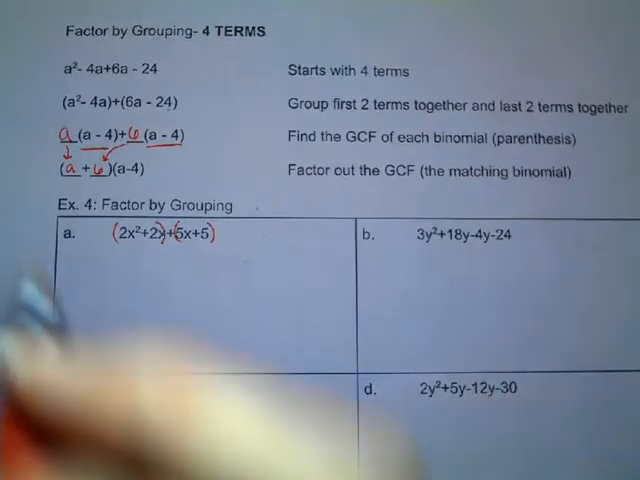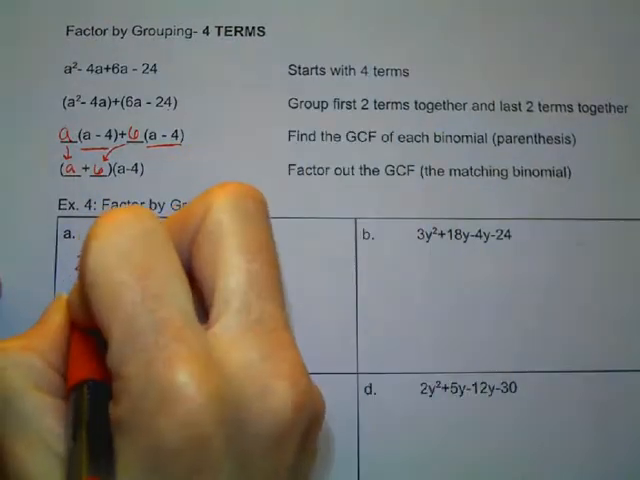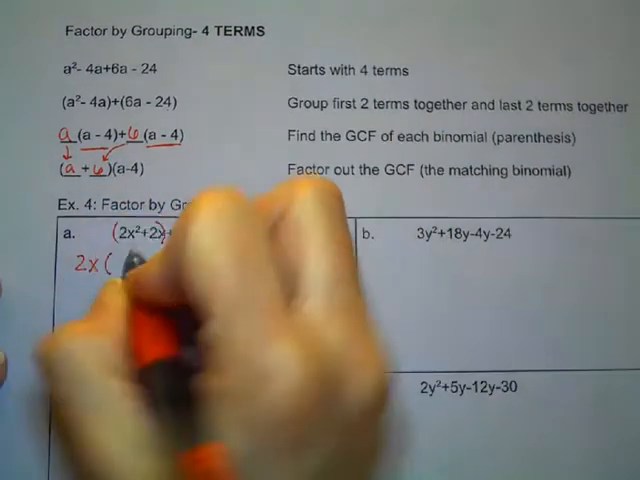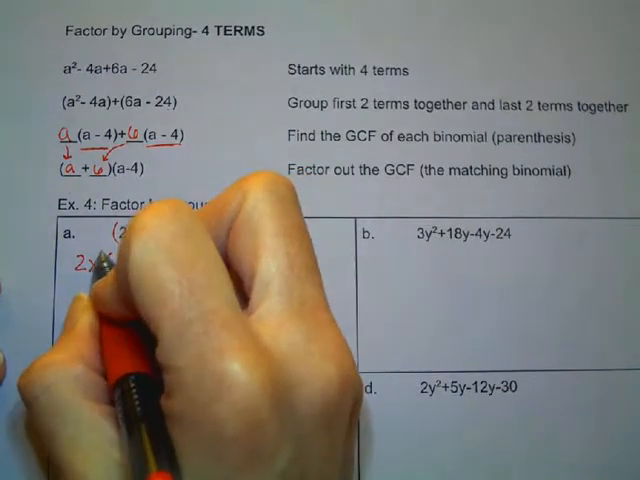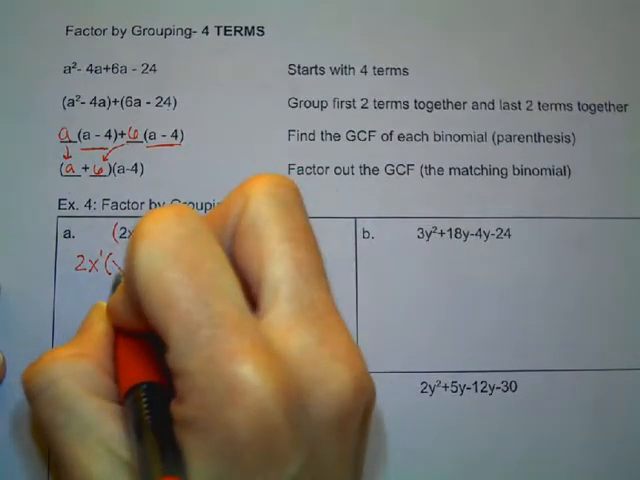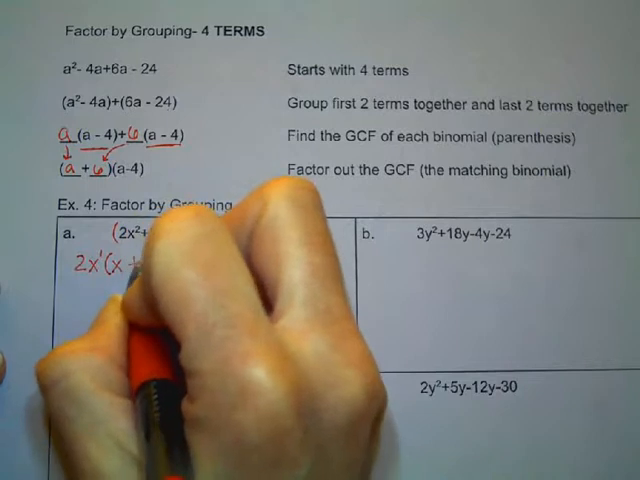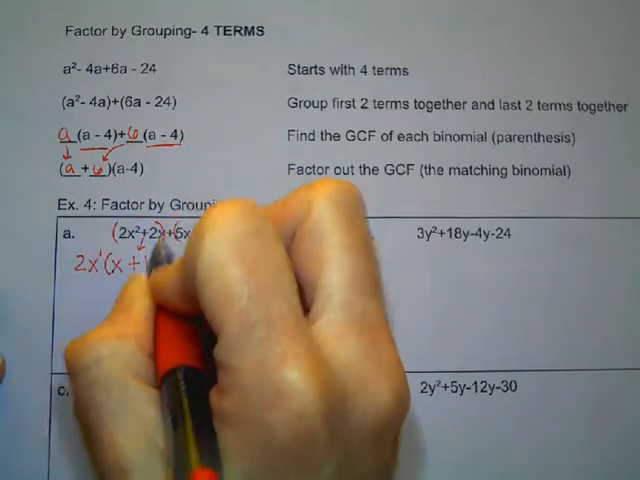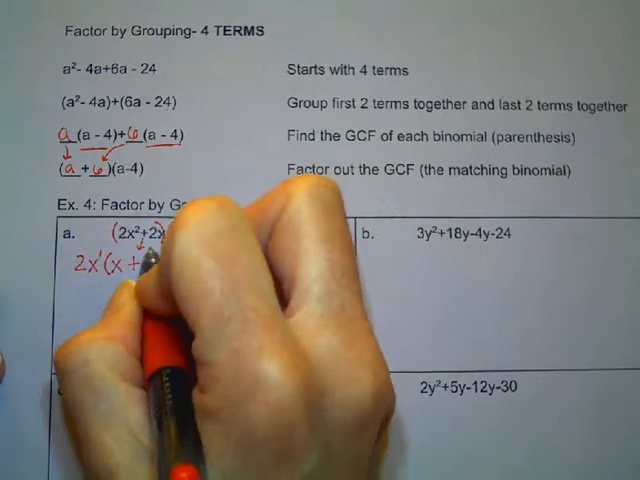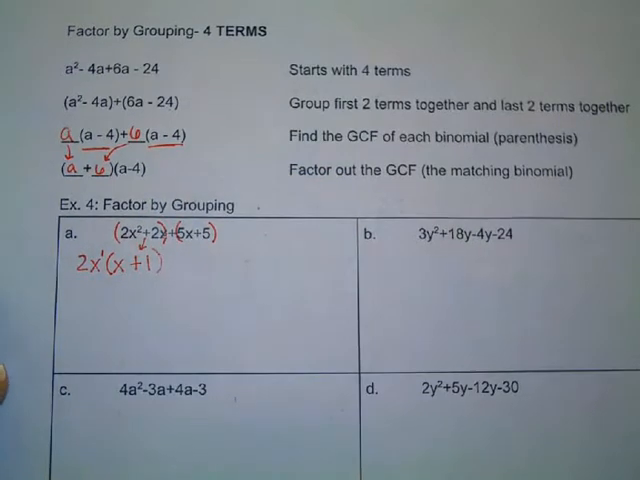So 2 divided by 2 is 1, and x2, and this is an x1, leaves us with 1x. Bring down your plus sign. 2 divided by 2 is 1, and x minus x, there's no x's left. Then you look at the second parentheses. Now I'm going to cover up that side of the problem.